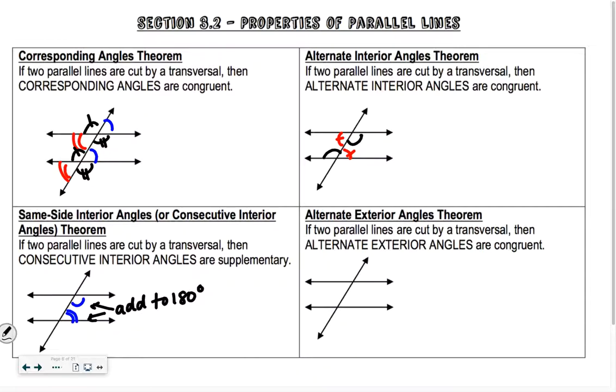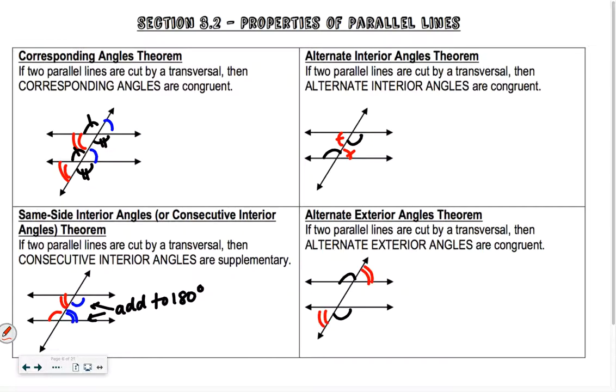Okay, and the same thing happens with the angles that are over here on the left side too. So like this angle and this angle, those also add to 180. Does that make sense? All right, and then the last one is alternate exterior angles. So alternate exterior angles are also congruent. So those are going to be the ones that are on the outside of the parallel lines and on opposite sides of the transversal. So those two are congruent, and then these two are congruent as well.